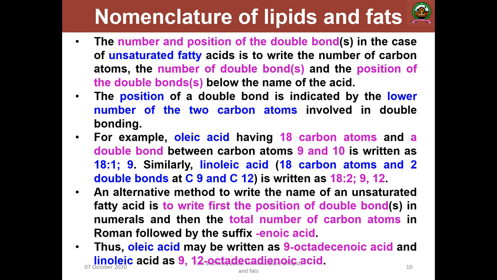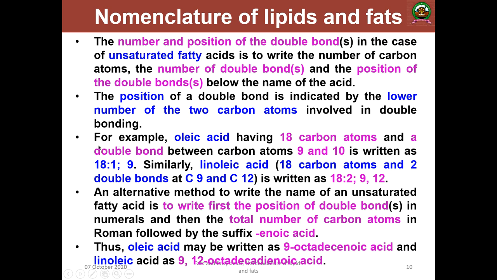Then the number and position of the double bond also matter in the case of an unsaturated fatty acid. What is the number of double bonds and where are they present? That is also very, very important. And the position of the double bond is indicated by the lower number of the two carbon atoms involved in the double bonding. Say, for example, oleic acid has 18 carbon atoms and a single double bond.